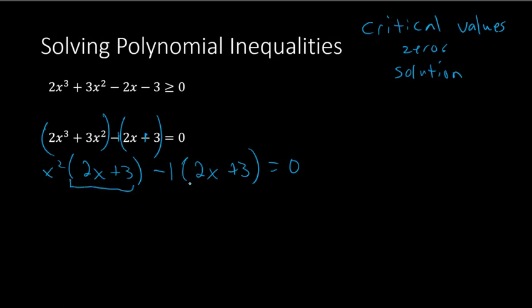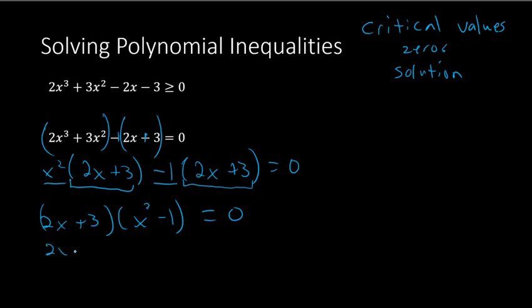Now from here, notice they both have a 2x plus 3 in common. We can factor that out, and then you're left with, in parentheses, x squared minus 1. So that's x squared minus 1, and that's all equal to 0. All right, and then x squared minus 1 can actually factor further. That would give you x minus 1 times x plus 1. That is a difference of squares.